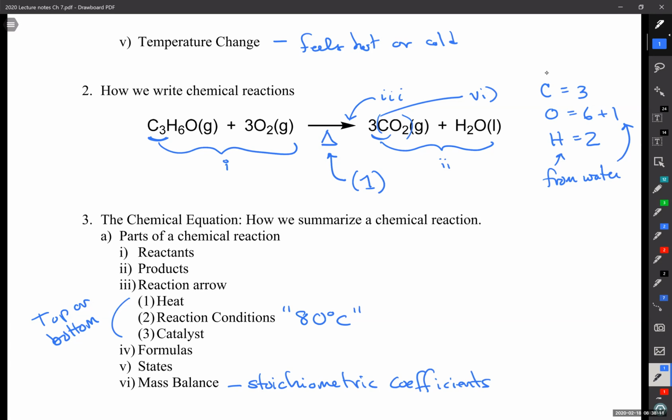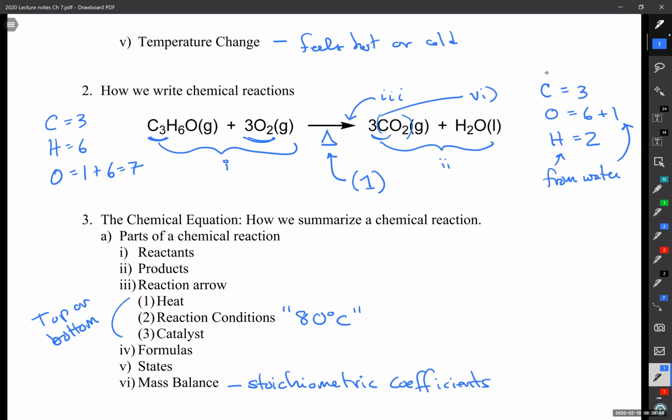If you look on the left-hand side, I have 3 carbons. I have 6 hydrogens, and then the oxygens. Well, for the oxygens, I have 1 from the molecule C3H6O, right? And how many here? O2 times 3, right? I have 6. It's a total of 7. And you'll notice I have the same numbers of carbons and hydrogens and oxygens on each side. This is what we mean by the equation is balanced.